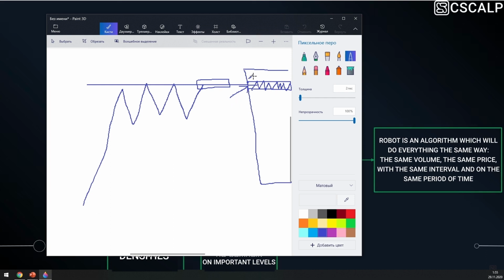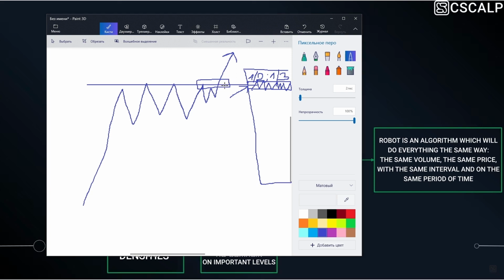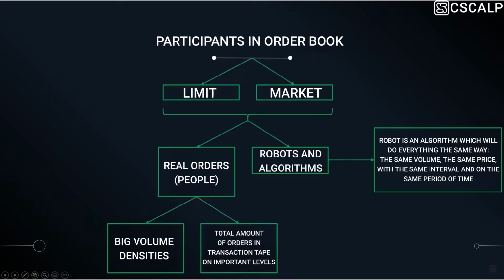And when a half or one third of this density is left, we're going to open the position to eat the density. And very often the density is eaten and the price is going to break through. So this is a kind of strategy of trading the breakthrough of the level. Here you can see how big volume densities can be helpful to make really good profitable trades.